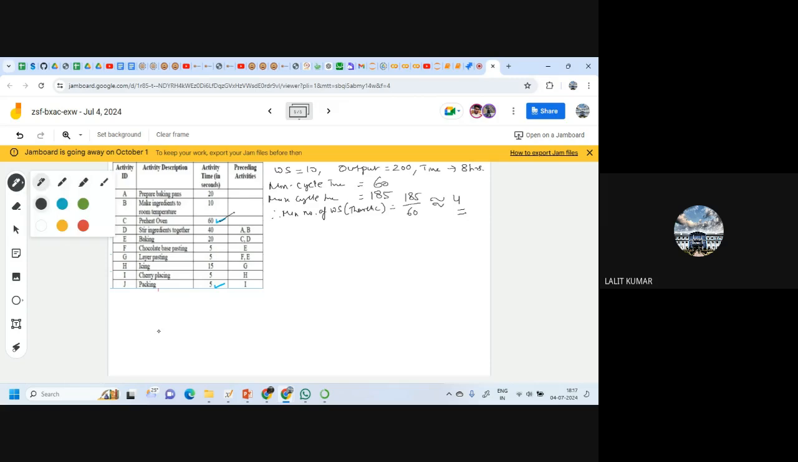And we come to the present efficiency. First we find the cycle time. What is the present cycle time? The present cycle time is the total time available divided by output. So this is 8 hours into 60 into 60. Now remember this is in seconds, that's why we are taking seconds. Output is 200.